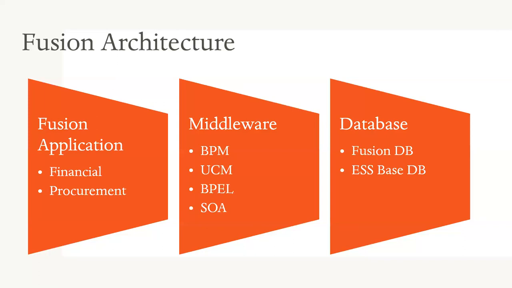Apart from that, on the Fusion side, in this screen share, you are showing me the middleware BPM, UCM, BPEL, and SOA. Does this middleware work in R12 or R13? I mean the Fusion application version you are asking. Yes, it is R13. So in R13, the middleware are BPM, UCM, BPEL, and SOA. Yes, we have it. Okay, got it.